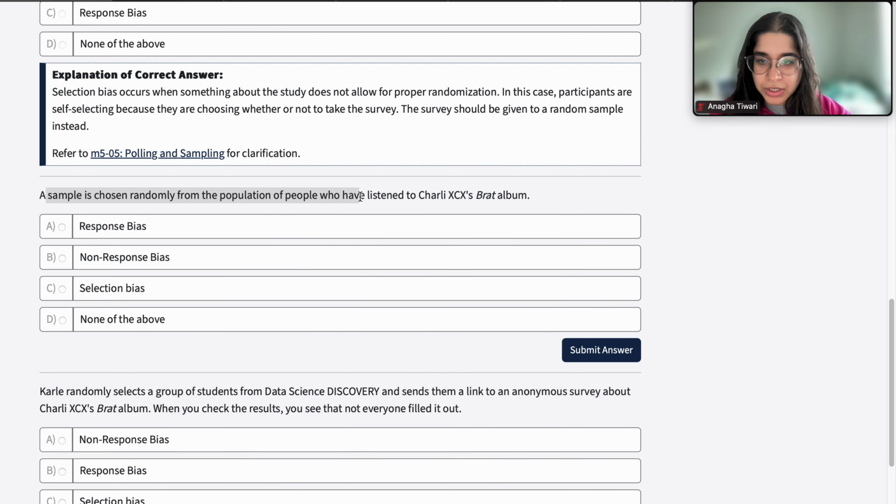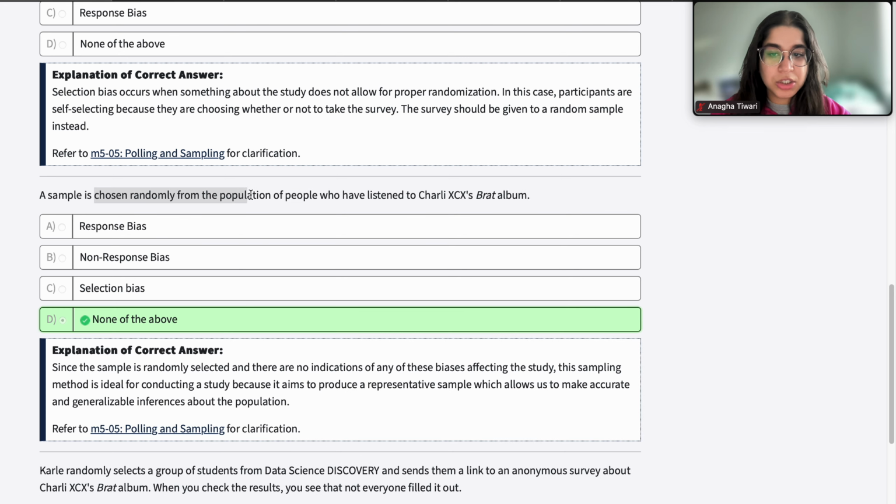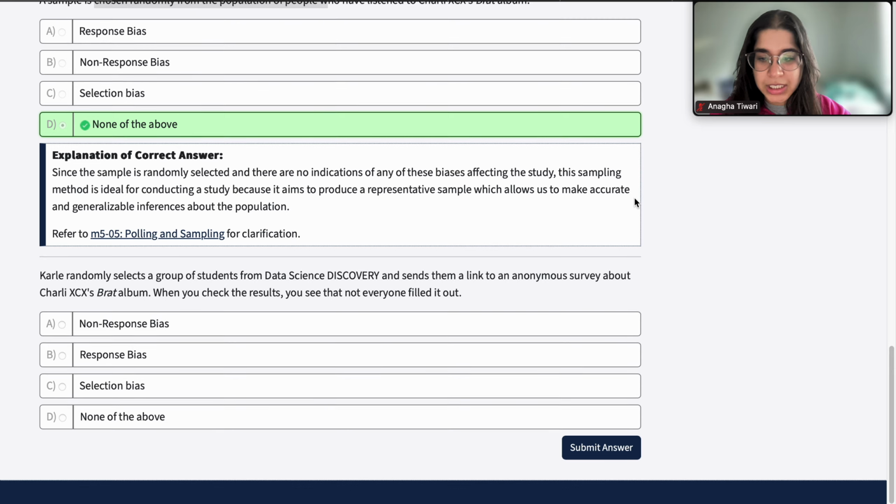And then a sample is chosen randomly from the population of people who have listened to her album. This is actually none of the above, right? This is a really good sample because it's chosen randomly from the population, which is basically what we want. That's a representative sample because there's randomization involved.